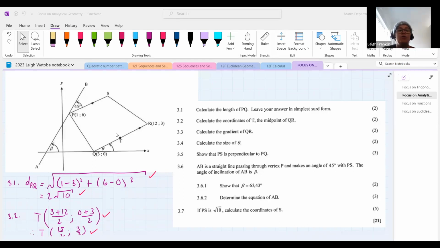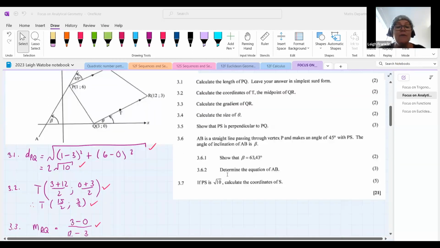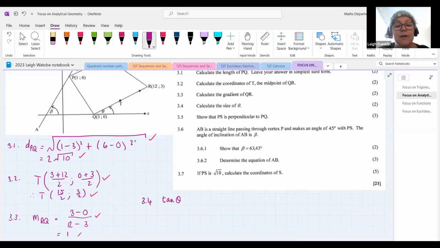Do we know what to do when the gradient is negative? Right. So I think that's something I should discuss here with you guys, in addition to doing this question as well. Okay, so calculating the size of theta, we have to use the formula tan theta equals m.